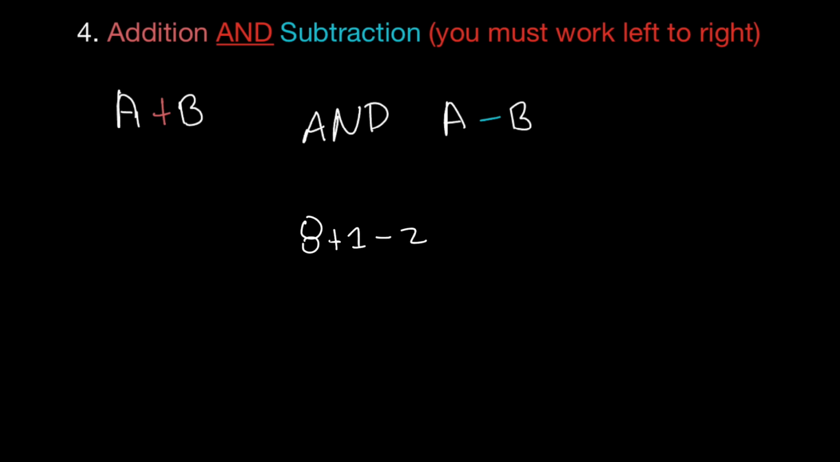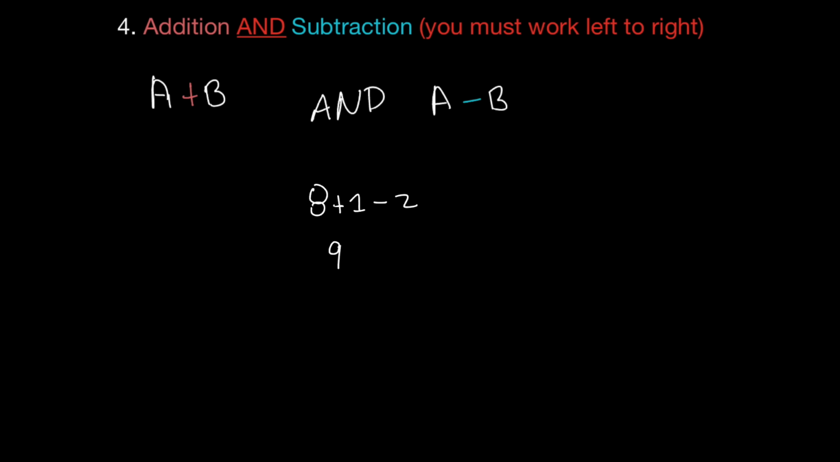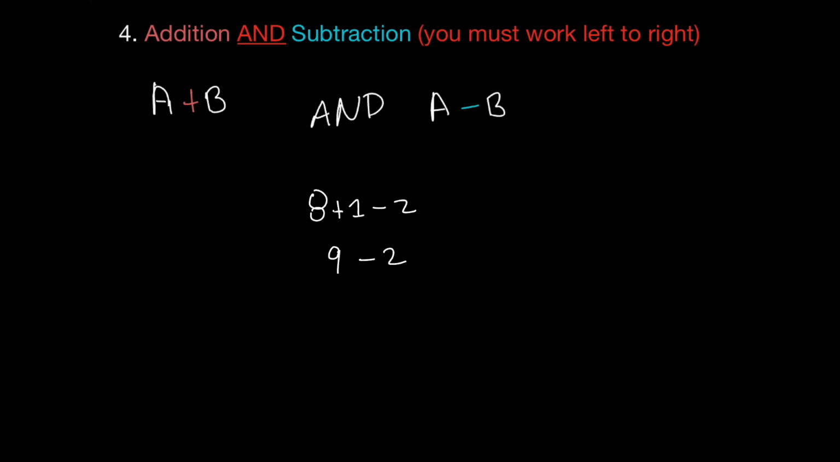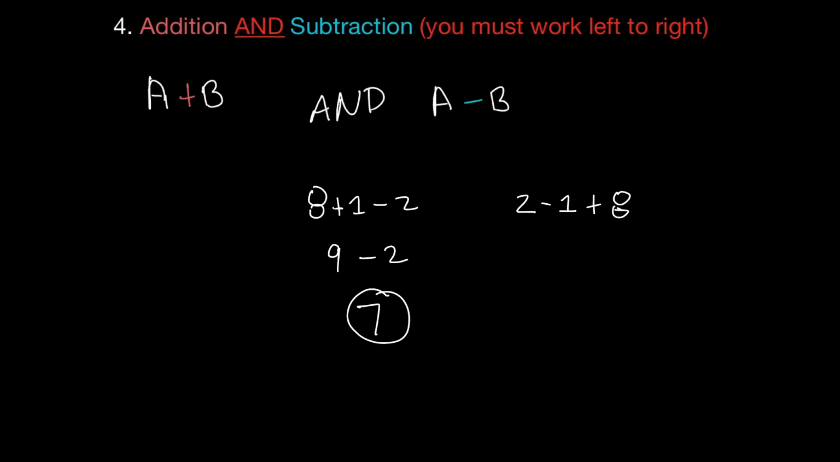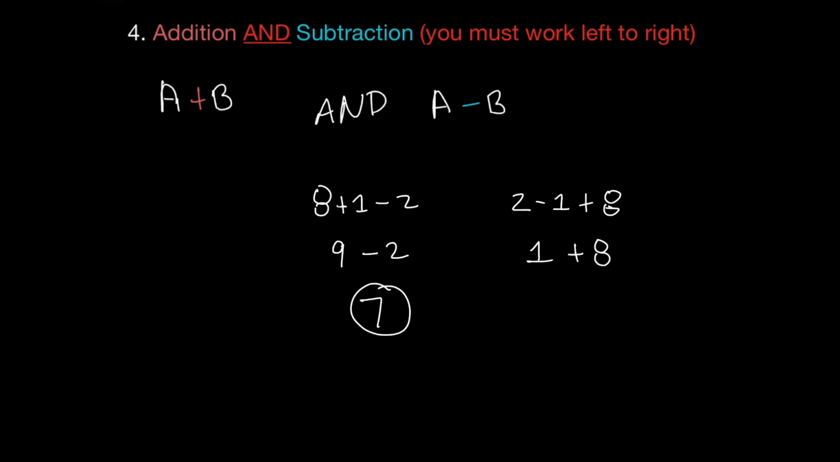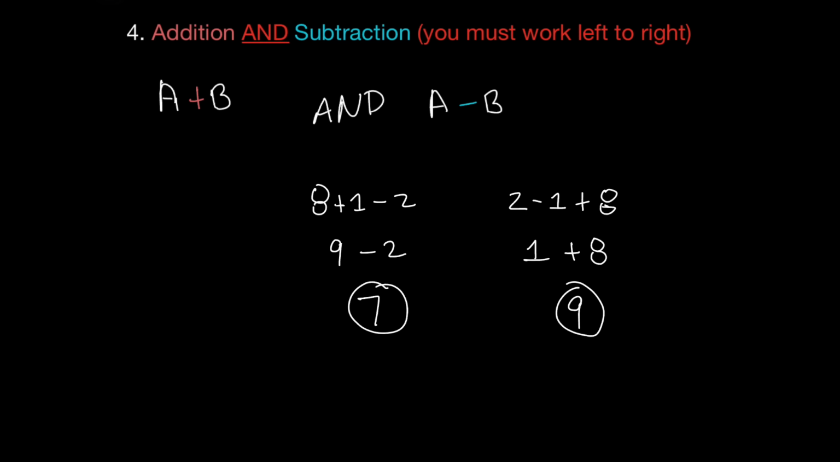Let's say we have 8 plus 1 minus 2. We will again work left to right. 8 plus 1 is 9, and then we will do 9 minus 2, which will give us 7. Let's change this up a bit. Let's say we have 2 minus 1 plus 8. 2 minus 1 is equal to 1, and then we will add the 1 to 8 and get a final value of 9.